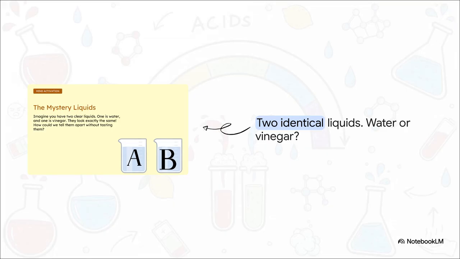Picture this. We are standing at our lab bench and we have two clear liquids sitting right in front of us. Let's call them Beaker A and Beaker B. Now, one is plain old water and the other is white vinegar. The catch? They look completely identical. If you're making fish and chips, you definitely want the vinegar. But if you're just incredibly thirsty after gym class, taking a giant gulp of vinegar would be a really nasty surprise. So as smart science students, how do we figure out which is which without actually tasting them?